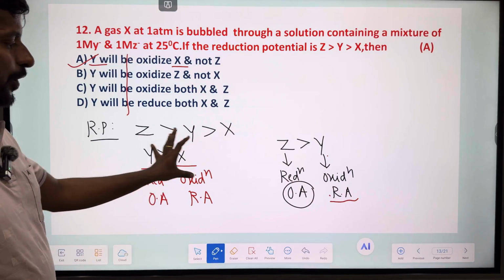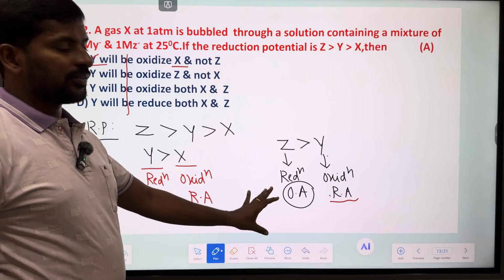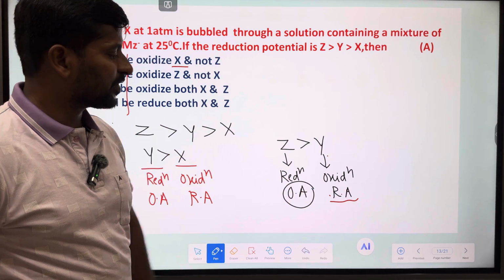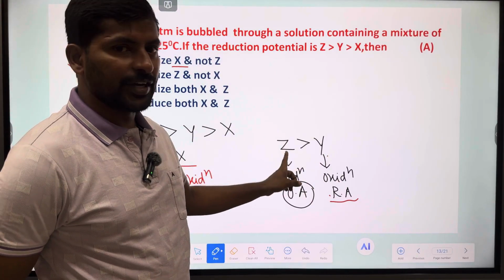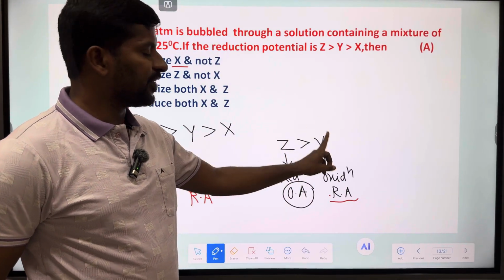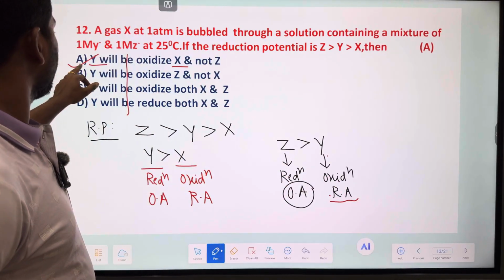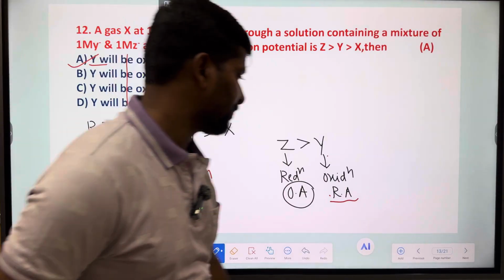Simply, you have to compare it like this. The one which participates in the reduction will act as the oxidizing agent. The electrode which participates in the oxidation will act as the reducing agent. That means Y will reduce Z, or Z will oxidize Y. Y will reduce Z, that means Y cannot oxidize Z.